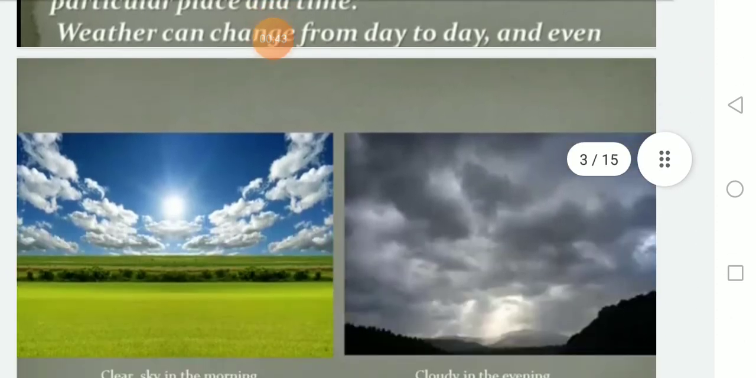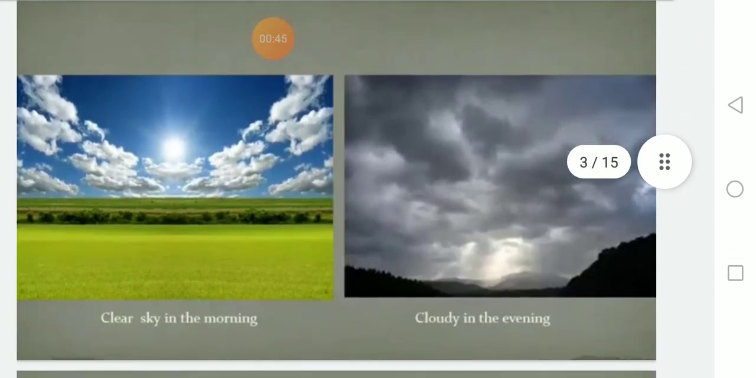In the picture you can see that in the morning we have a clear sky, and in the evening we have clouds in the sky. So on the same day we have two types of weather. In the morning there is a clear sky, and in the evening there is cloudy weather.